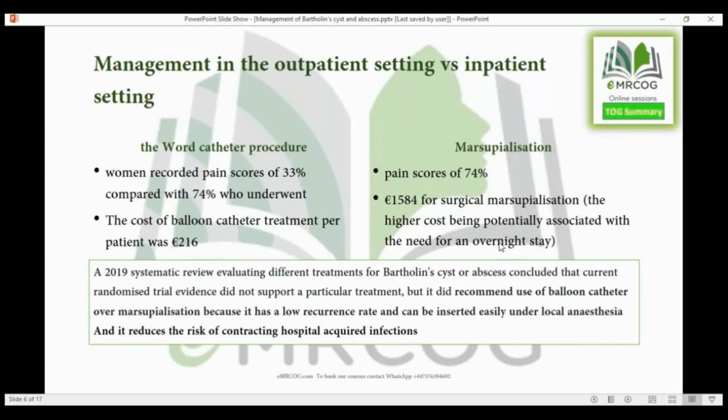The pain score is very less, and it costs less, which is very important, and it does not need hospital stay. So not only are we saving money, but we also have reduced risk of contracting hospital acquired infections, which is very, very important. On the other hand, marsupialization or the inpatient management have higher pain scores, of course, but definitive management, less recurrence, and it costs a lot, mainly because of the overnight stay.